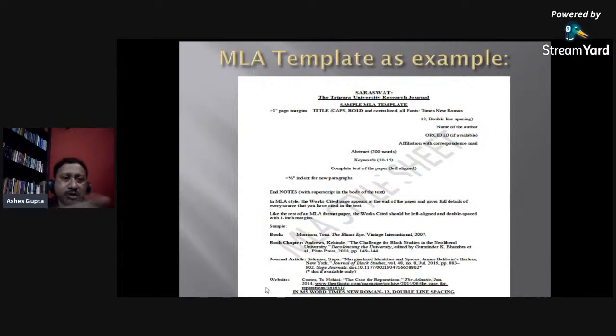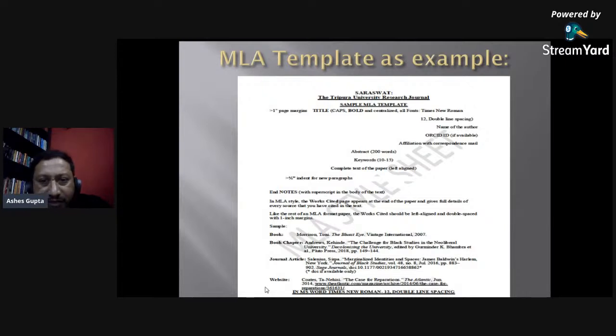I provided you a sort of template which is based on the Modern Language Association of America. This is an MLA template as an example, and we are subscribing to this template in Saraswat, that is the Tripura University Research Journal. Now, if you look at it, you'll find that the entire template speaks about a 1-inch margin from the left-hand side. It speaks about the title, which comes in capitals, bold, and centralized. All fonts Times New Roman, 12 size, double line spacing.